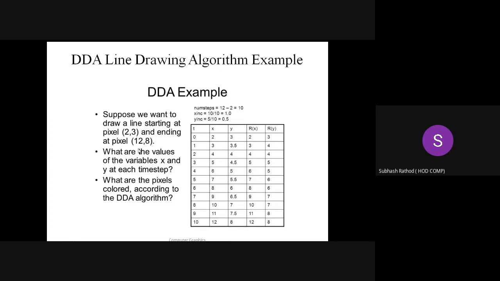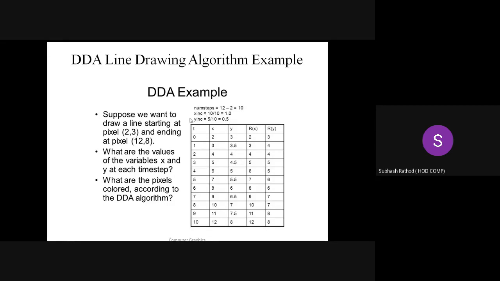So note down first pixel 2, 3, and second pixel 12 and 8. So num step, look at this calculation. Num step equal to 12 minus 2. So what is the 12 minus 2? You can say first pixel's x value, and from second pixel's x value, right? 12 minus 2, it becomes 10.